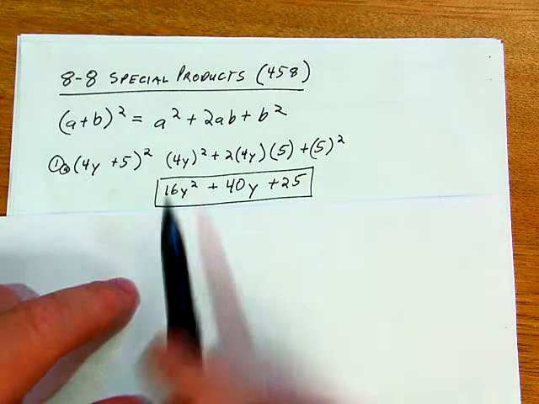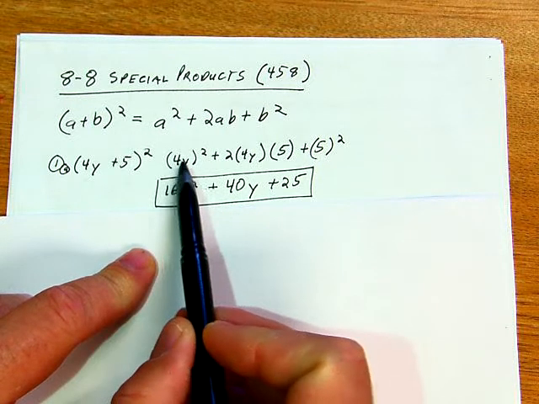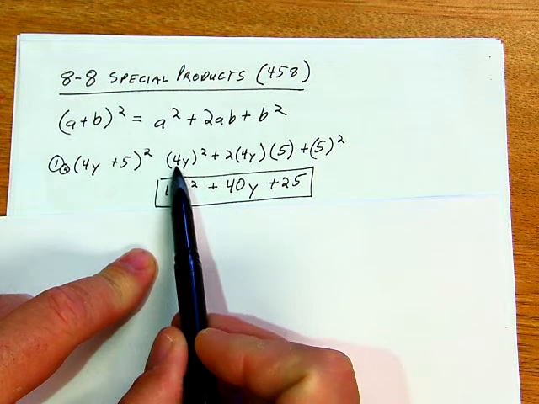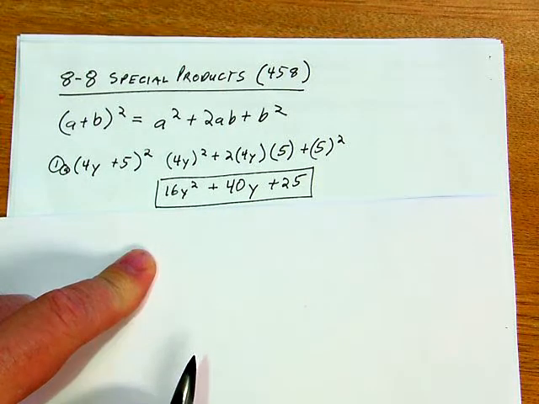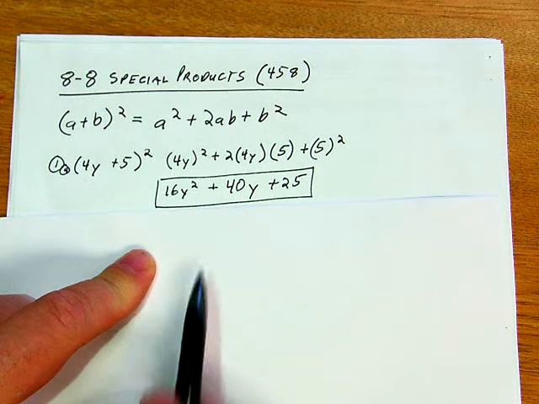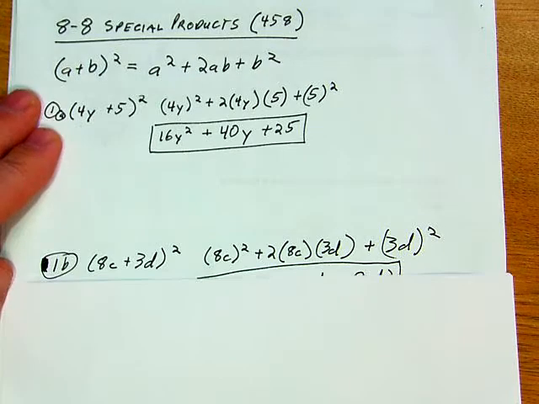And then I just multiply that all out. I get 16y squared plus 40y plus 25. Notice that it's 16y squared, not just 4y squared. You have to square both the number and the variable. Okay, and that gives us our answer. Now, let's take a look at another example.